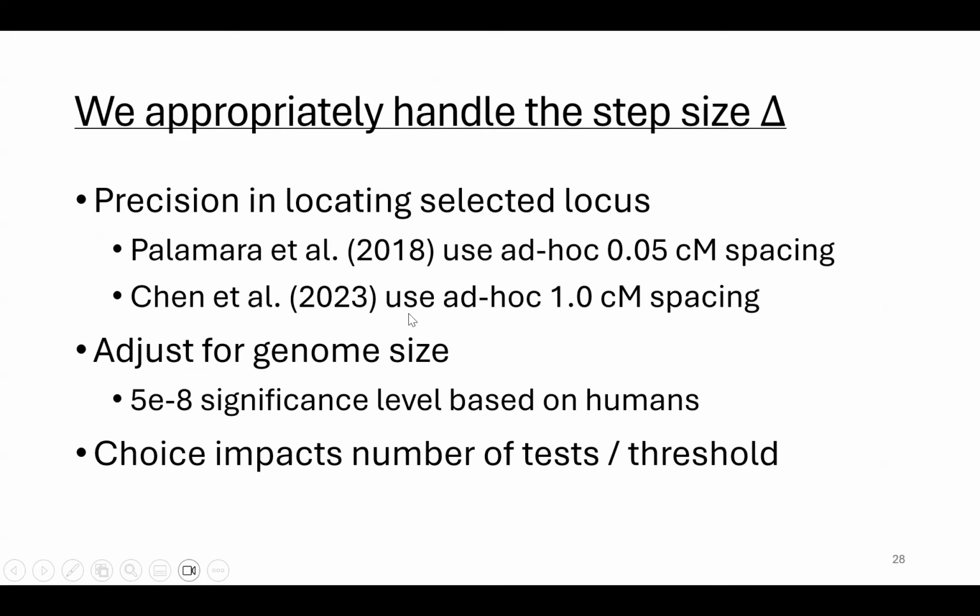And then we have Chen et al., who use an ad hoc spacing that's very large. And so in that case, they might not have a lot of precision to identify any associations they find in their study. We're adjusting naturally in our method for genome size, whereas this 5e-8 level was based on the human genome size. And a caution is that the choice of delta, while it has this trade-off with the precision in locating selection, will impact the number of tests, thus what the threshold is, and the power to detect weaker forms of selection.